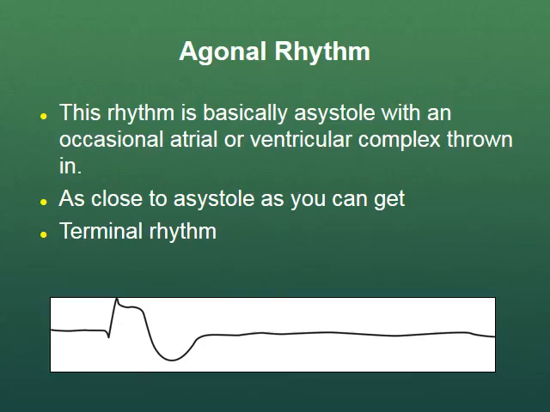An agonal rhythm is basically asystole with an occasional complex thrown in. It's about as close to asystole as you can get without actually being asystole. If you see this extremely wide bizarre complex down here in the picture, we call this downward displacement of the pacemaker. As the cellular death continues down to the very last cell, you will start to see wider and wider complexes.